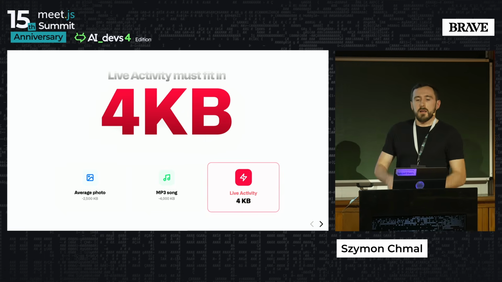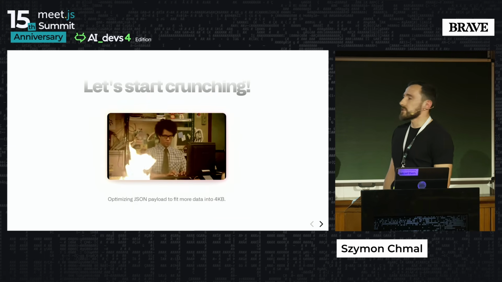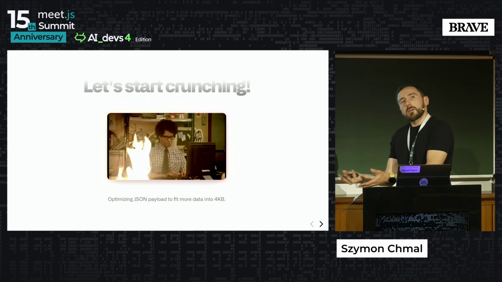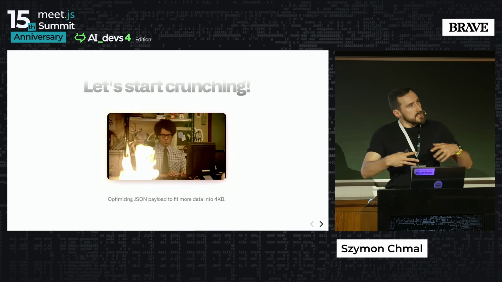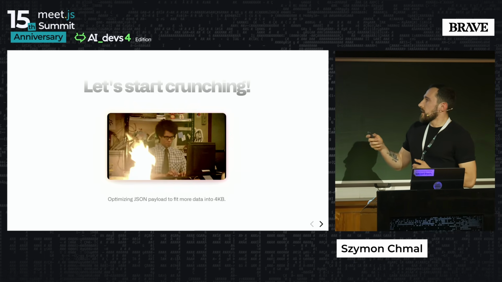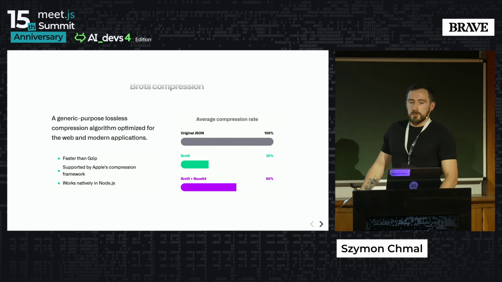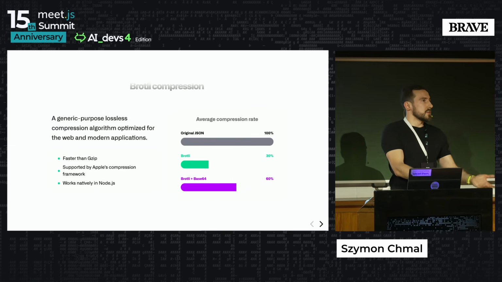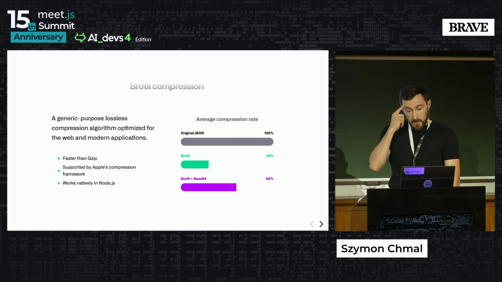6 variants. So yeah, we need to start crunching. We need to find a way to make our payloads, our description of the UI, smaller. And the first idea that probably came to your mind right now is basically to use some kind of compression. So we have Brotli compression, gzip compression. So let's use it.